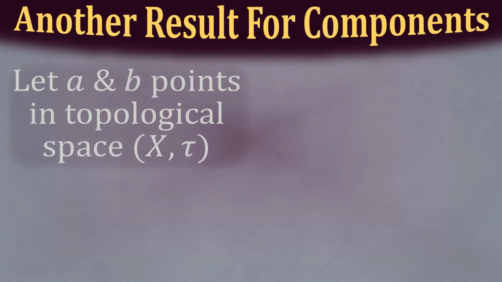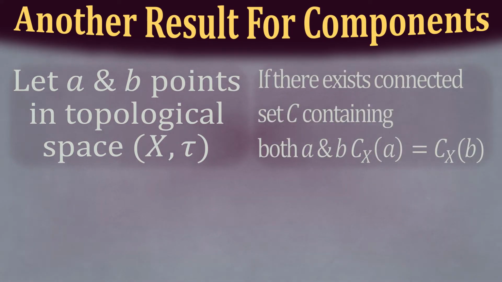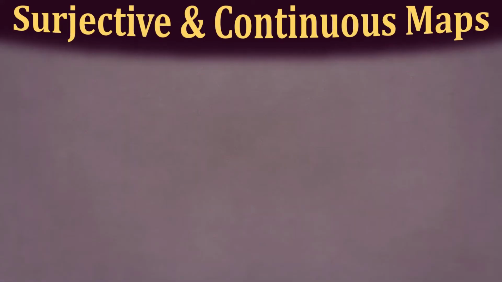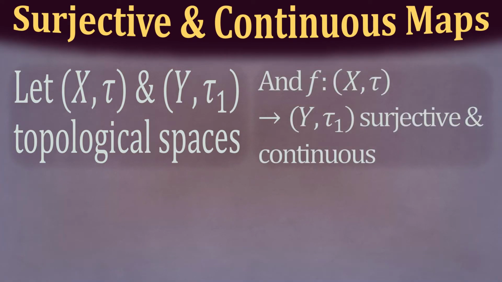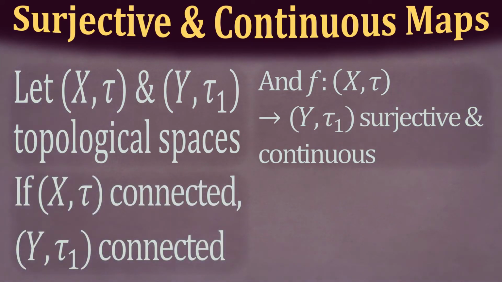Then, let's give another result for component. Let a and b be points in a topological space X with T. If there exists a connected set C containing both a and b, then Cx of a equals Cx of b. Next, let's give a result for surjective and continuous map. Let X with T and Y with T1 be topological spaces, and let f from X with T to Y with T1 be surjective and continuous.